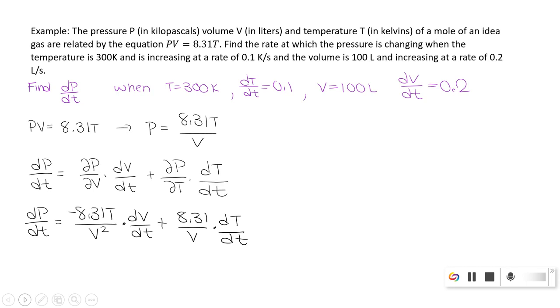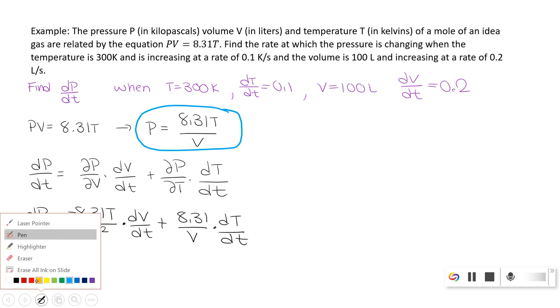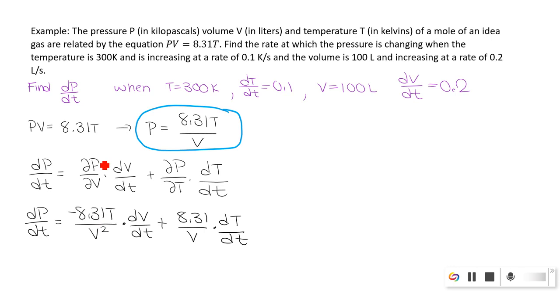Okay, so looking at my equation, here's my pressure function. I just circled it in blue. P equals 8.31T divided by V. So if I want to find dP/dV, I'm finding the partial derivative of P with respect to V. And so my partial derivative is negative 8.31T over V squared.